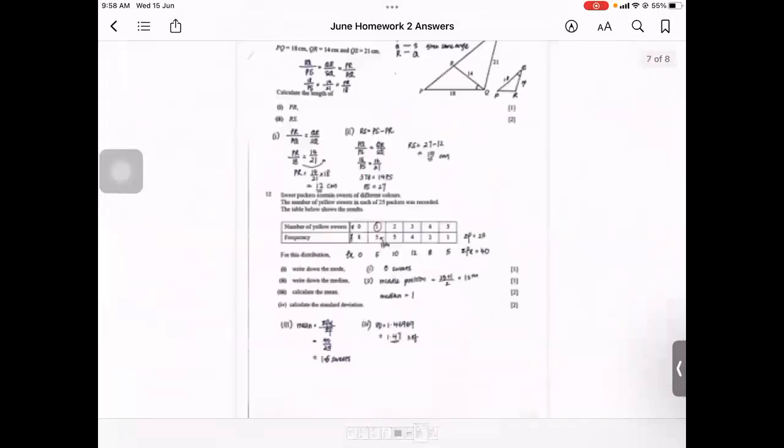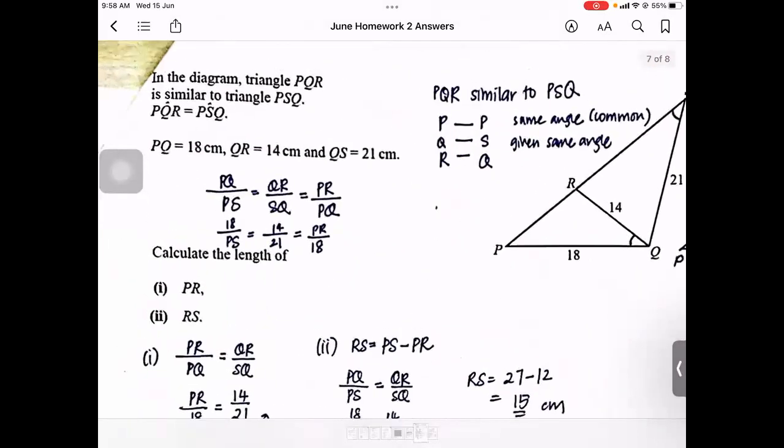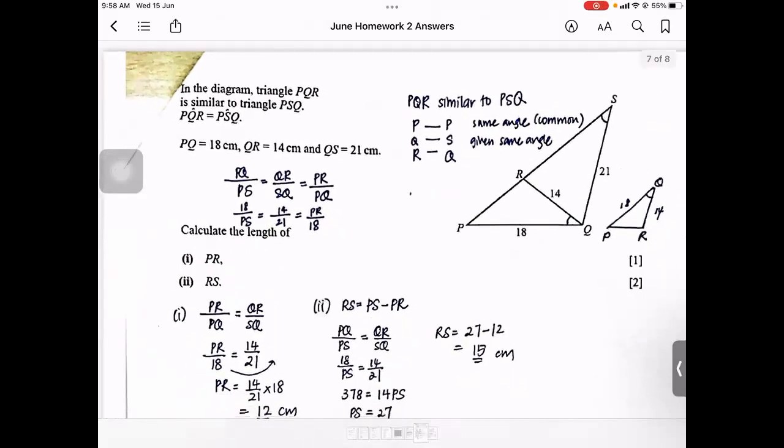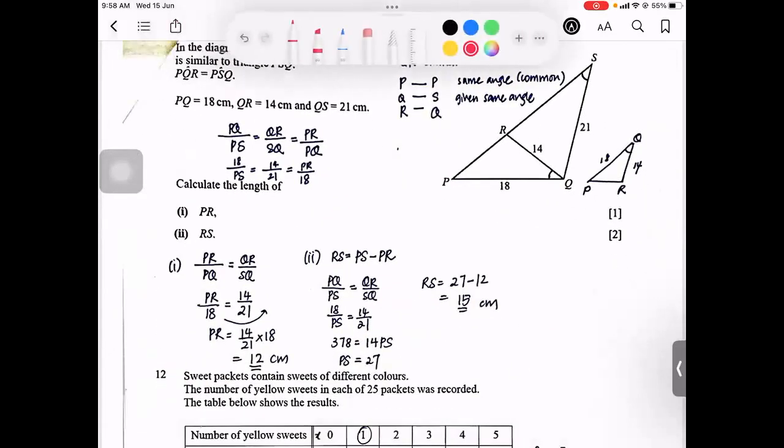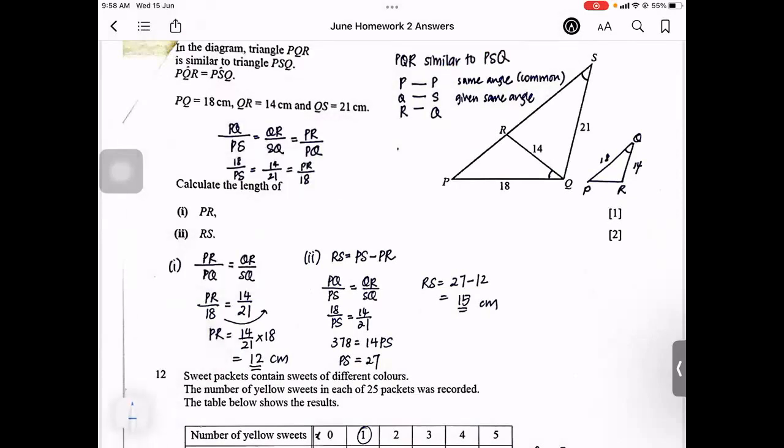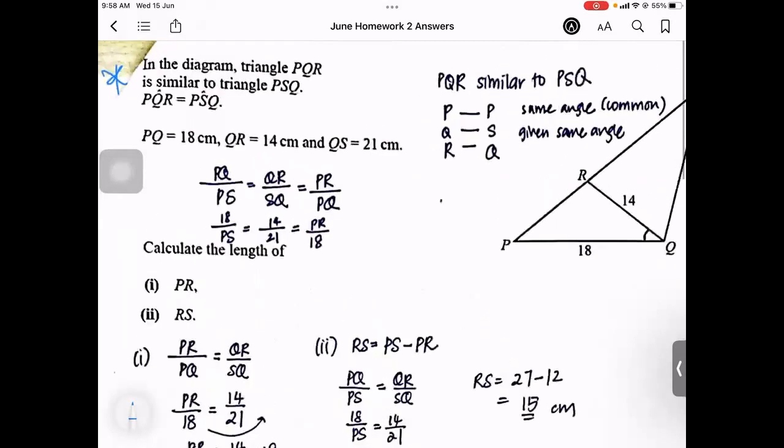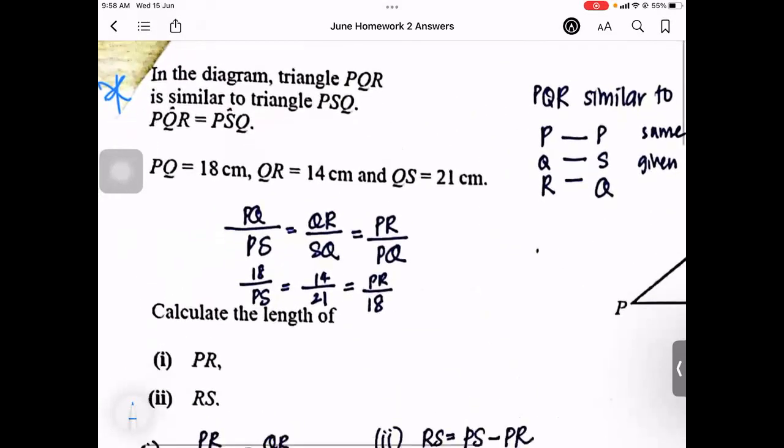Okay, next question. This kind of question, we never do for a long time, long forgotten. So give me a little bit more time to explain the question over here. First one, the question says triangle PQR is similar to PSQ. The first thing we always do is match the labeling. PQR similar to PSQ. They do not anyhow write the labeling.